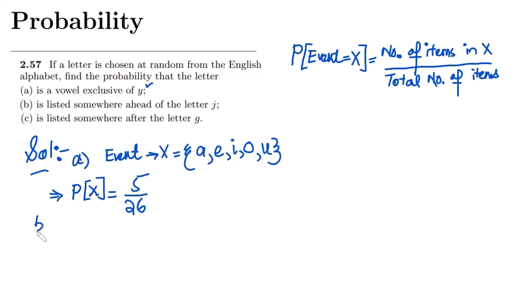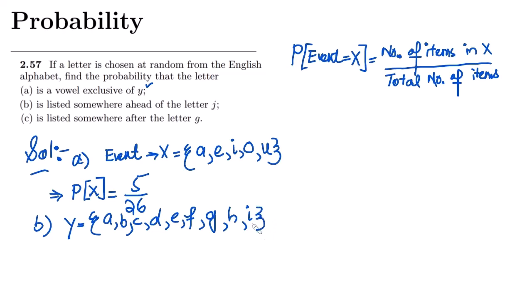Similarly in part B, we have to find the probability of the letters that are listed ahead of J. Here let me call this event Y, and the set consists of all the letters which lie before J. These would be A, B, C, D, E, F, G, H, and I. After it we will have J. This is event Y. So the number of items here are 1, 2, 3, 4, 5, 6, 7, 8, 9. The number of items here is 9.